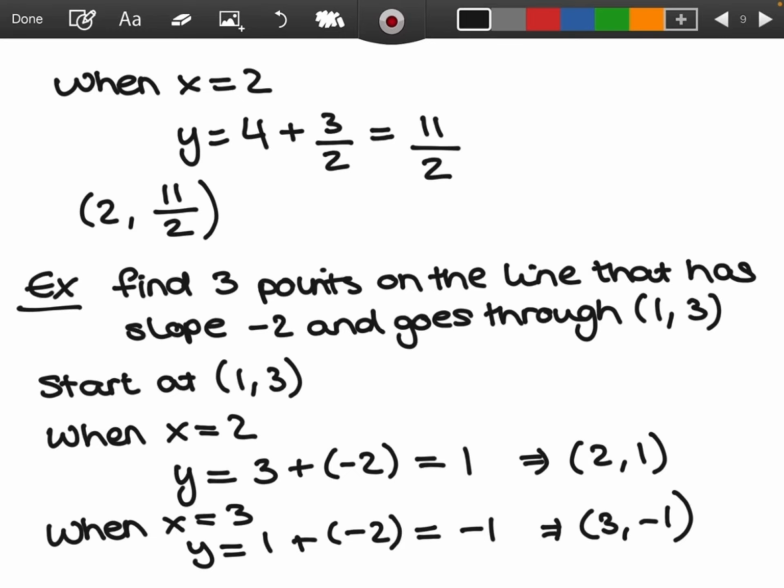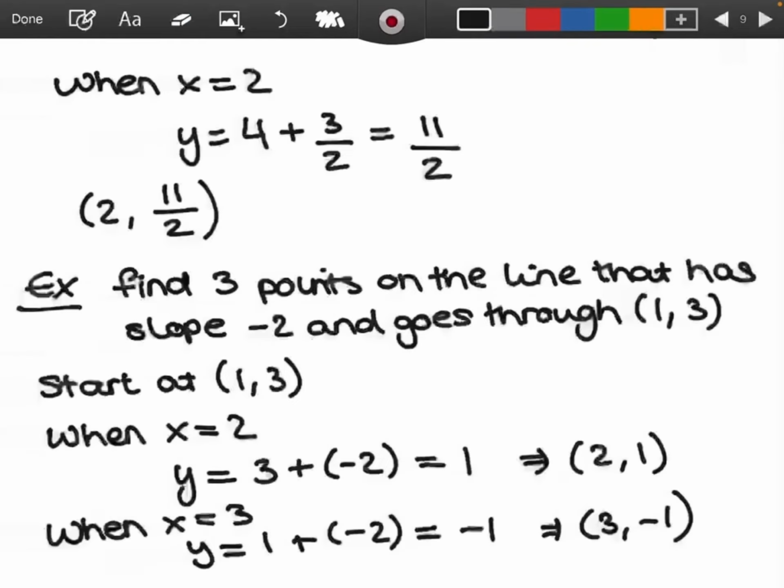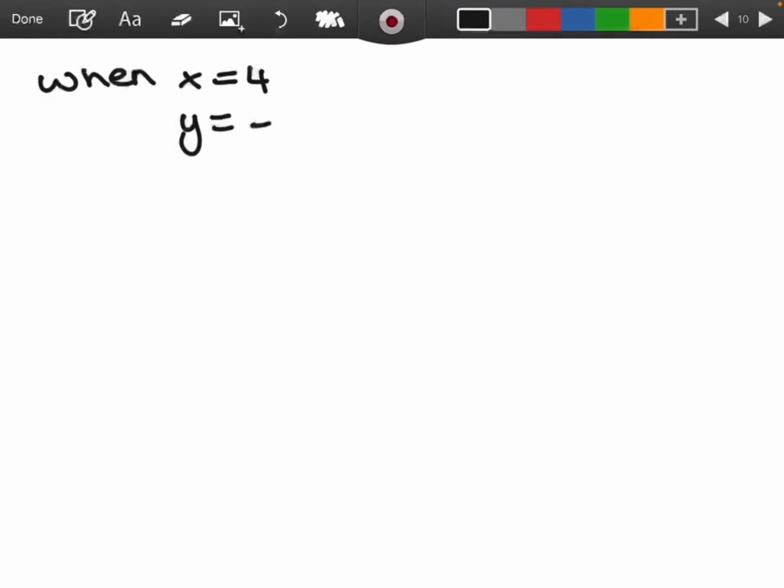And then carrying on again, when x is equal to 4, y is going to equal whatever my last y coordinate was, which is -1, plus whatever my value for m is. So I'm moving down by 2 units, which would give me y is -3. So my next point is 4, -3. Okay. So then you could plot those points out, join them up, and that would give you your sketch for your line.